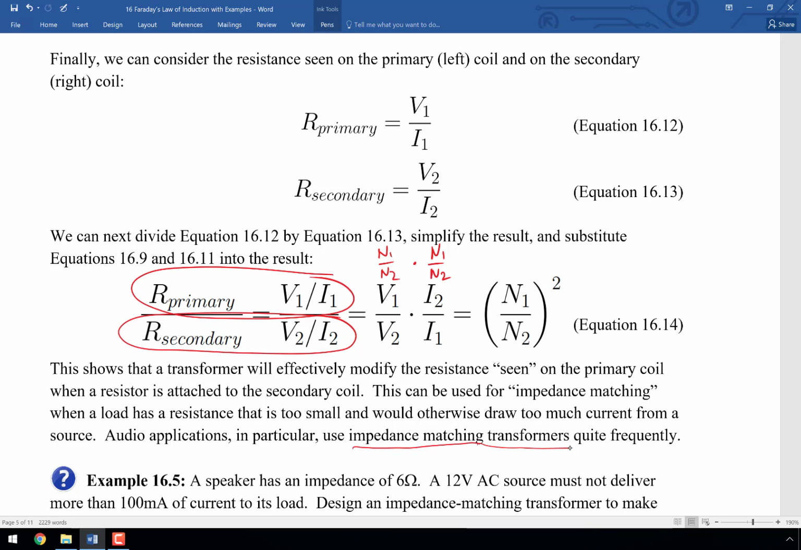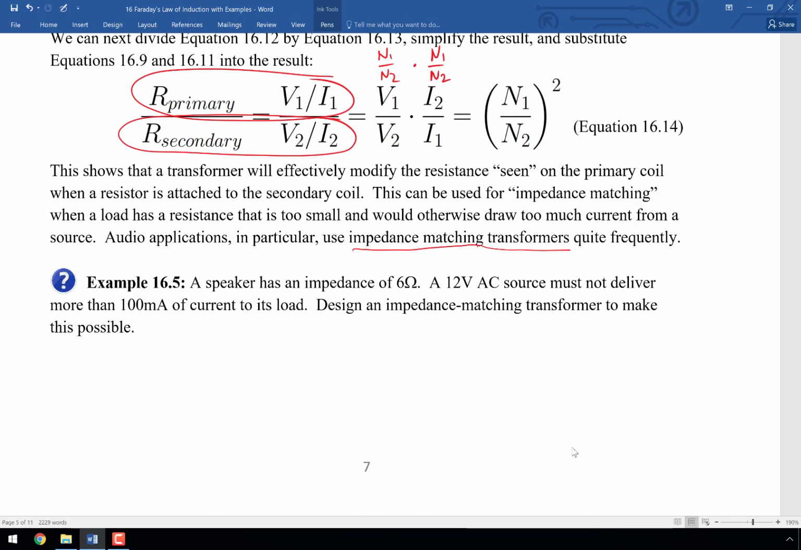As it turns out, speakers often have a very low resistance or a very low impedance, and that makes them very hard to drive. If I've got a voltage source, it's hard to drive a very low amount of resistance because it means you're going to get a large amount of current. Let's see that in example 16.5.